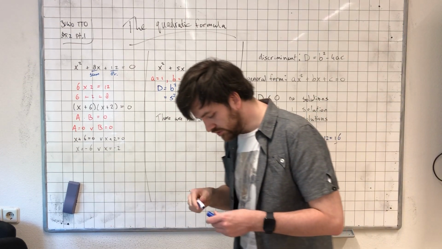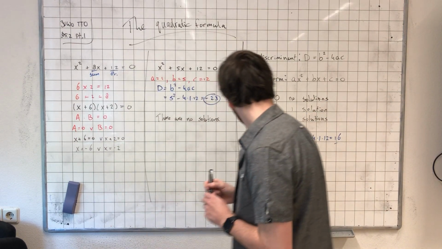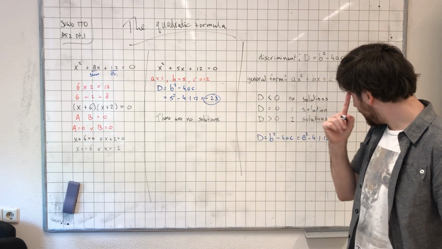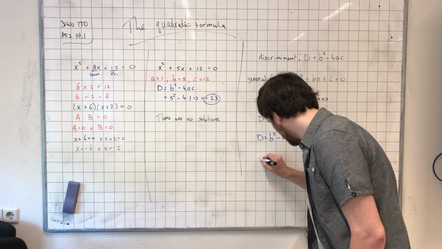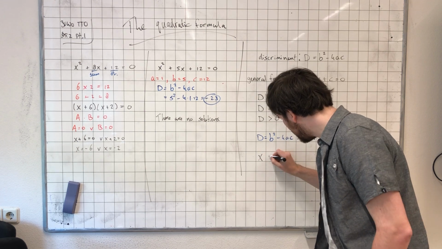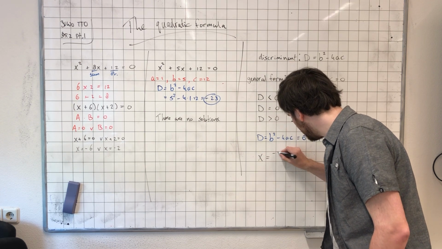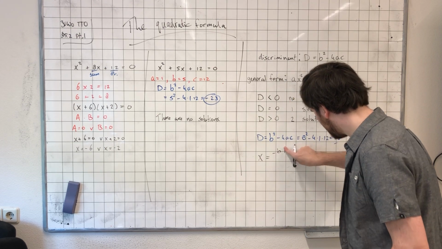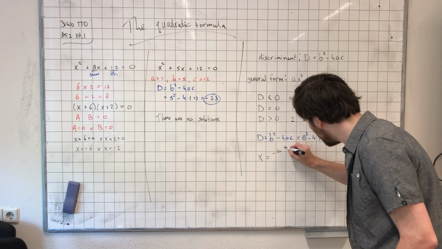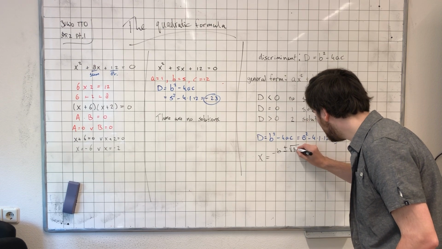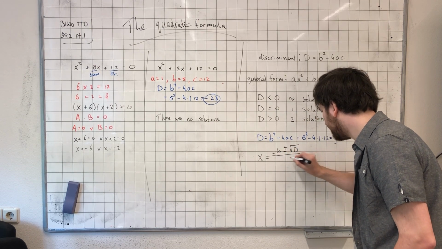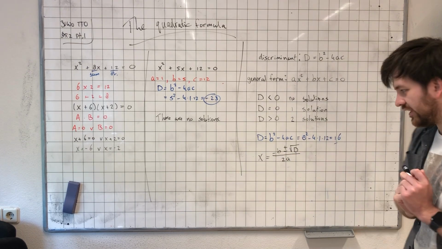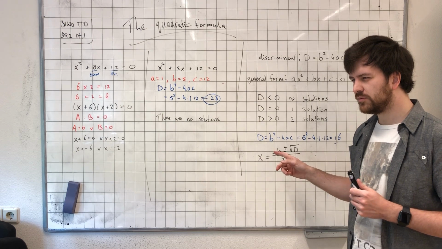So what is the quadratic formula? And this is something you will have to memorize as well. I usually like to write it down in this way. X equals minus b, and it's still the same b that we already talked about, and then plus or minus the square root of d divided by 2a.